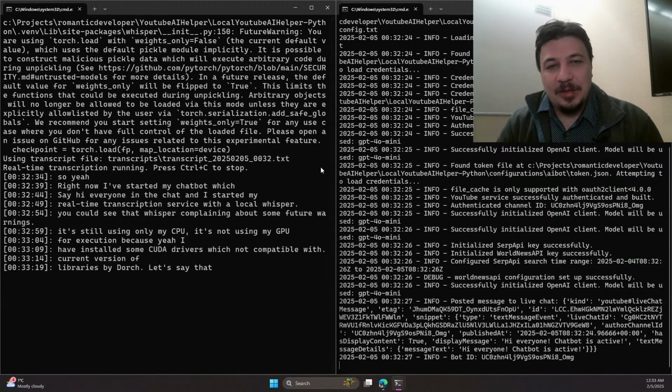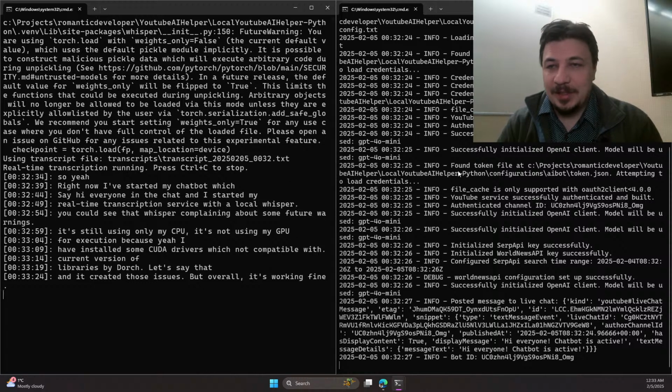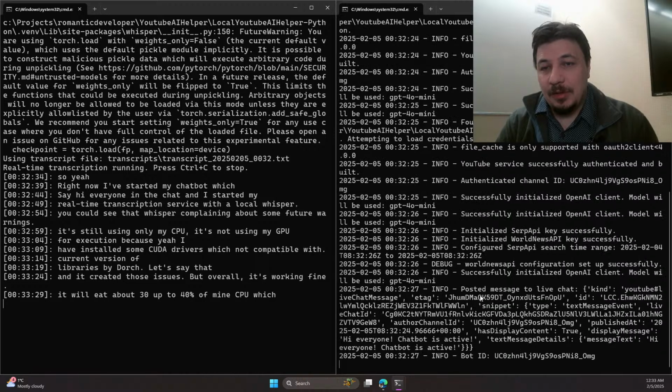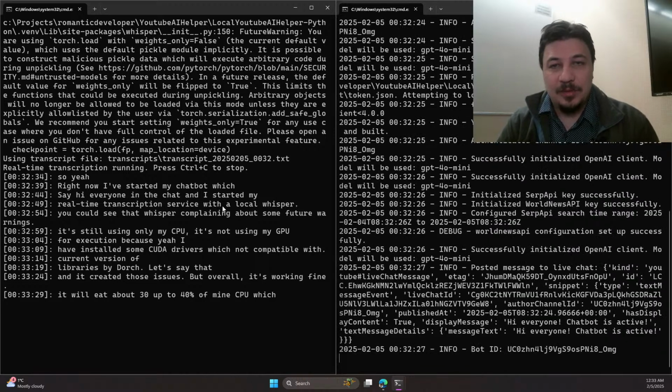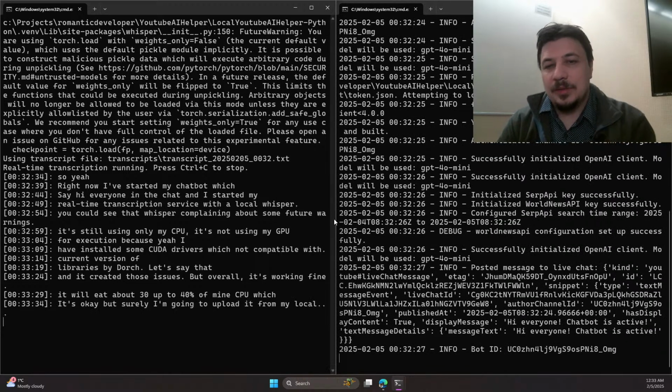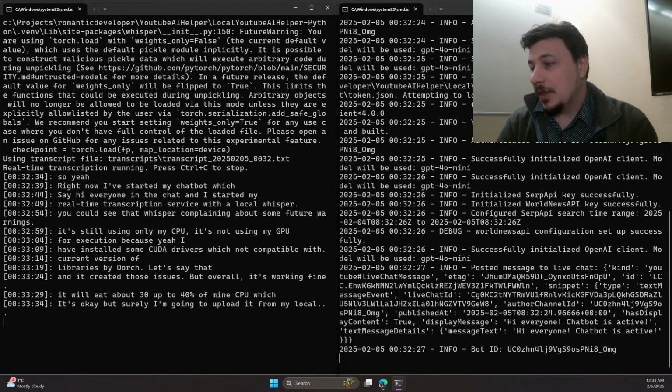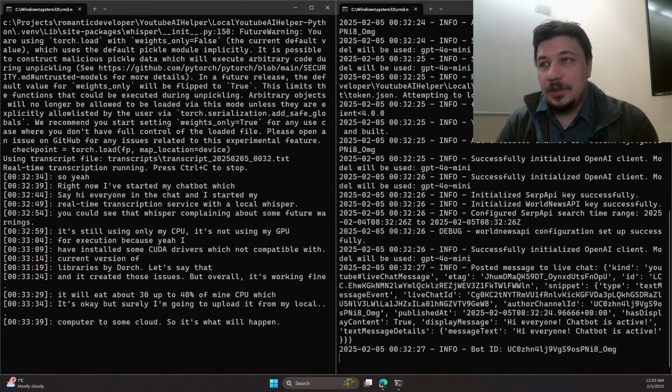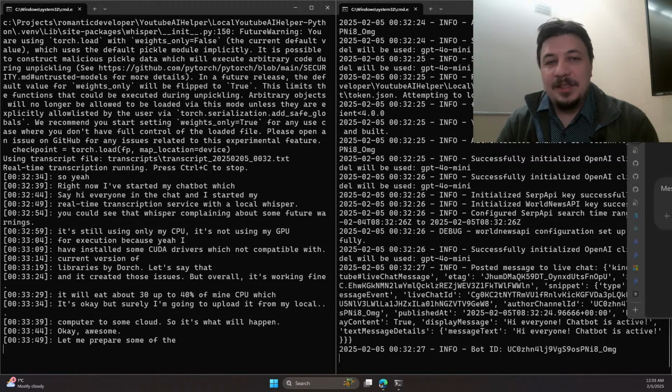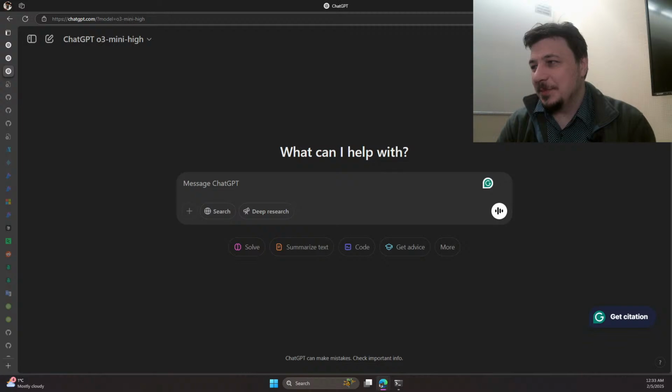It eats about 30 up to 40% of my CPU, which is okay, but surely I'm going to move that from my local computer to some cloud. So that's what will happen. Okay, also let me prepare some of the chat model so we can start chatting with ChatGPT again.